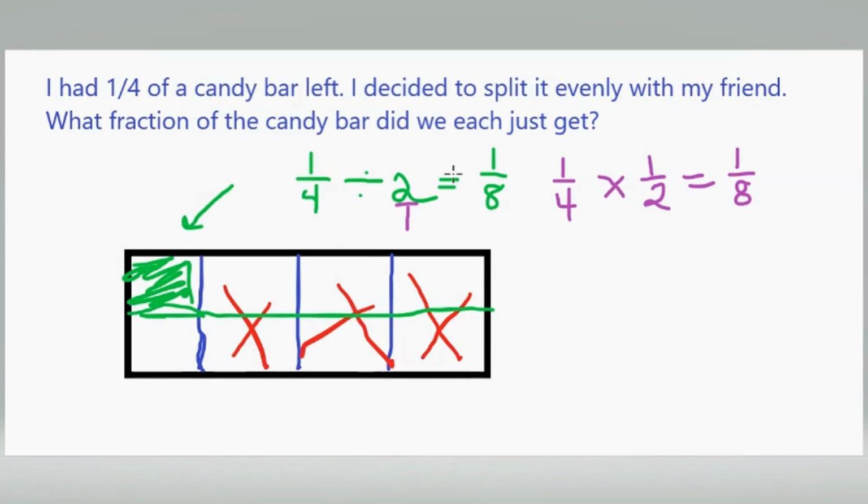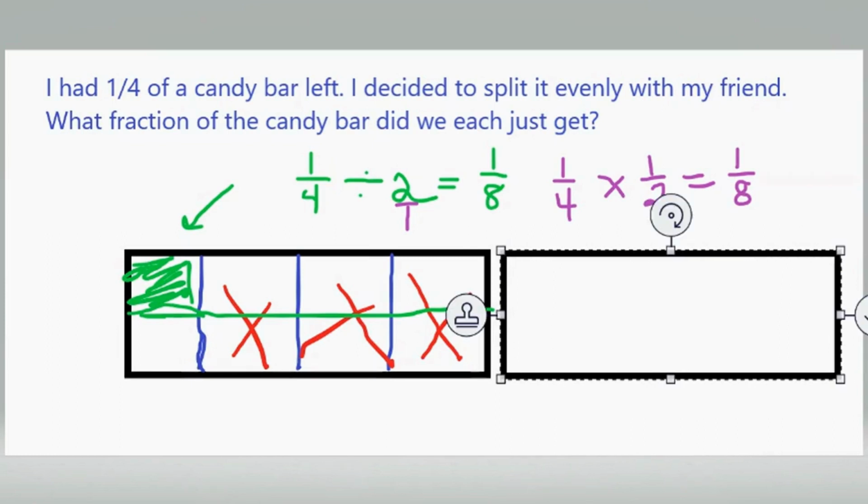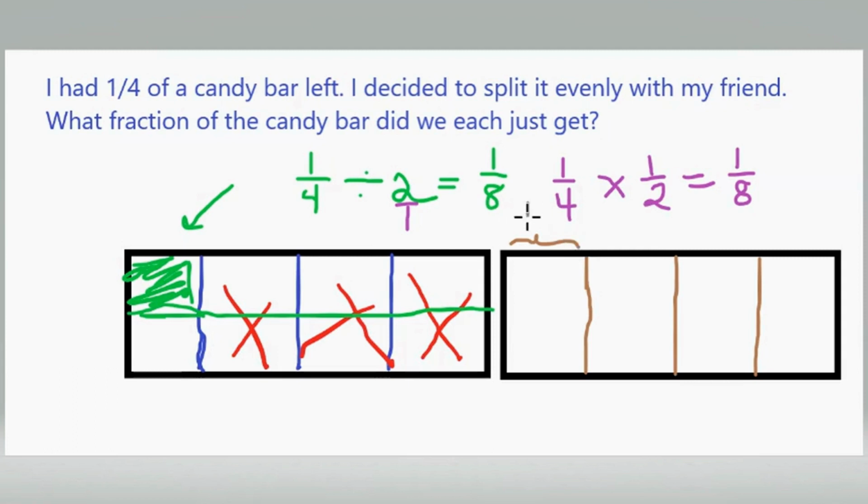Let's go ahead and do that now. So first, I'm going to draw my candy bar. Okay. And I still need to start off by splitting it in fourths. Okay. So we have 1/4, right? This is 1/4 of these squares. So technically, we're not even using these other ones.